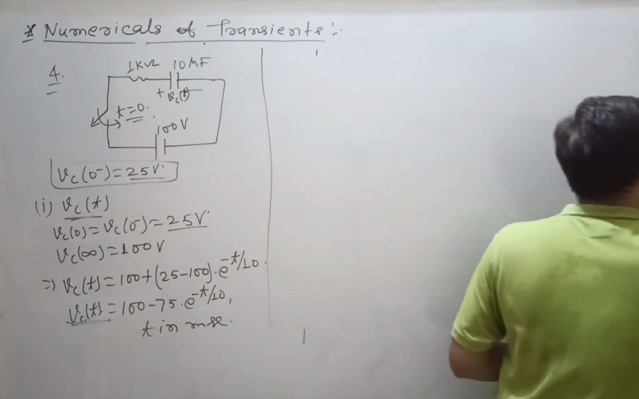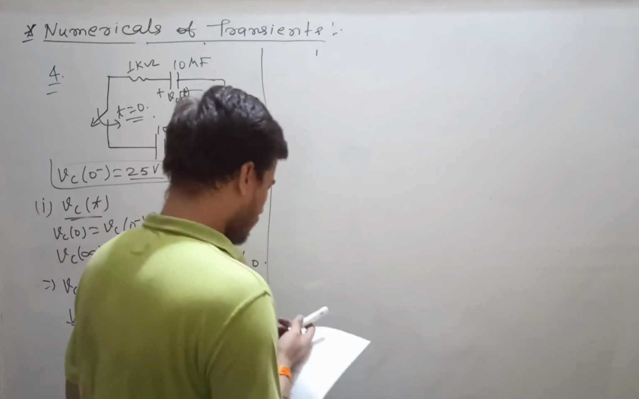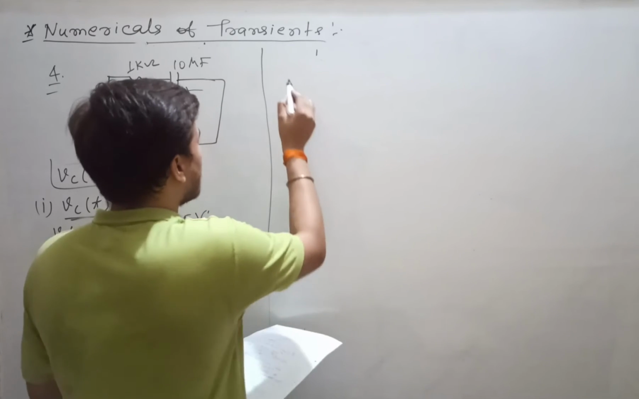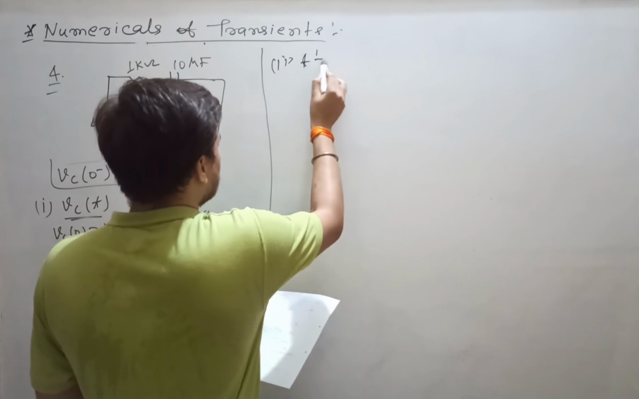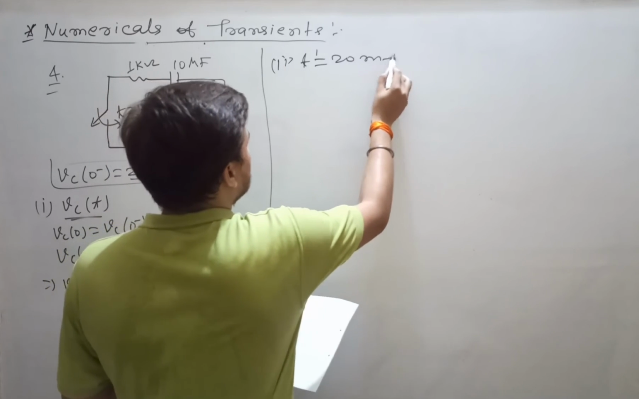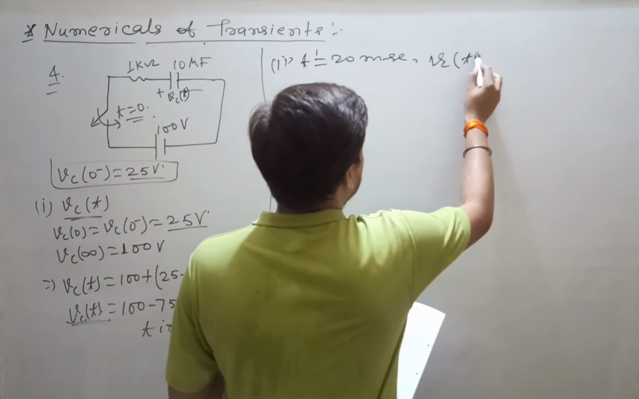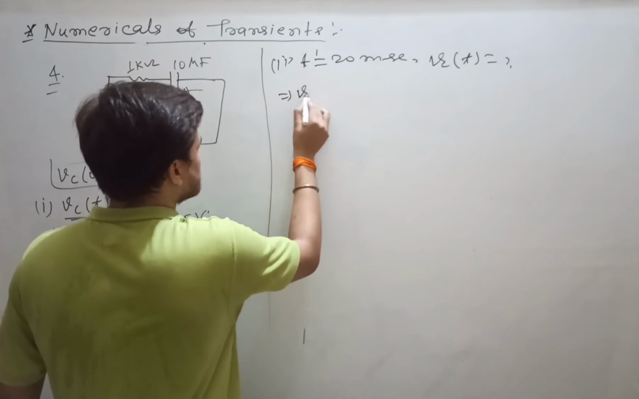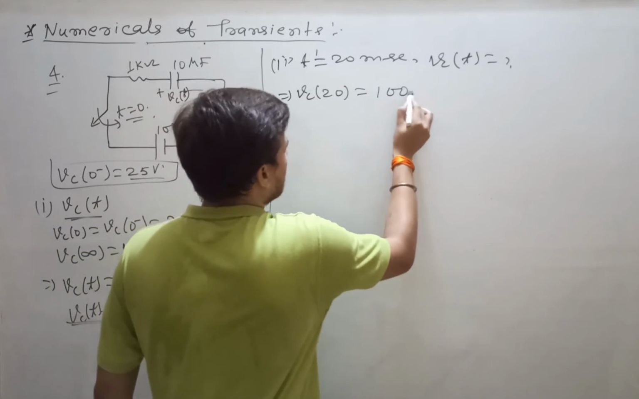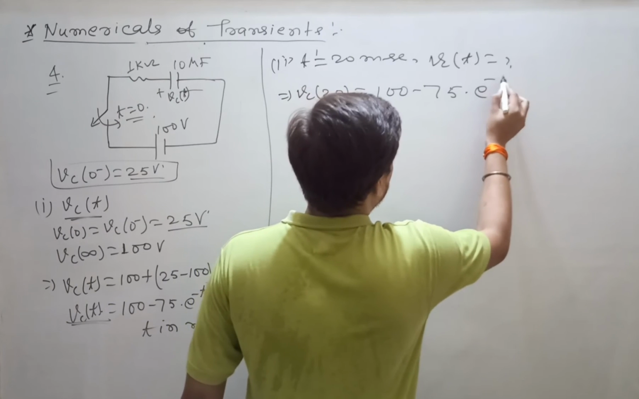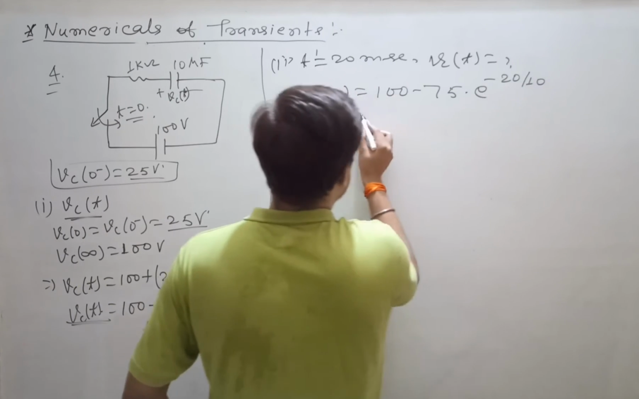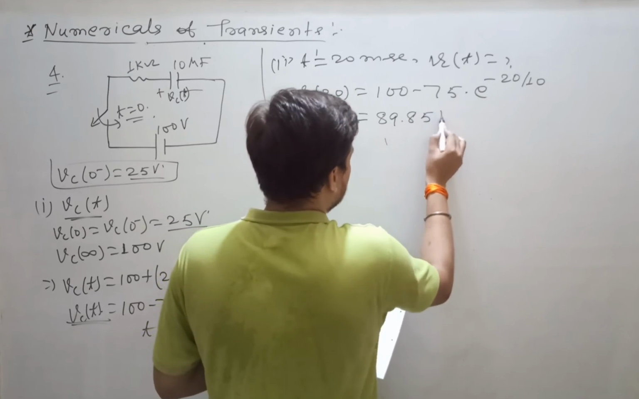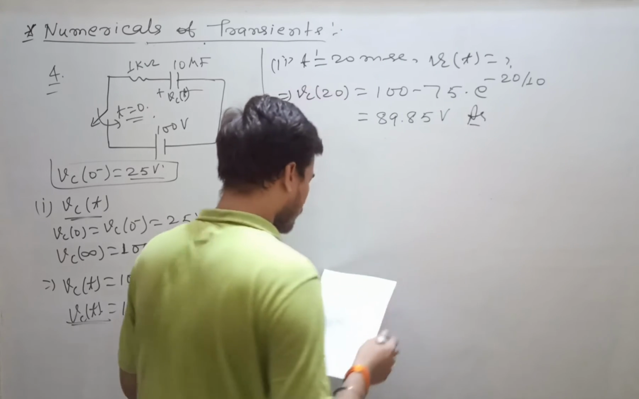Once you have the expression for voltage across the capacitor, come to the second question. You have to find VC(t) at t equal to 20 millisecond. So what will you do? We will put t equal to 20. So VC(20) will be equal to 100 minus 75 into e to the power minus 20 by 10. From here it will be equal to 89.85 volt. 89.85 volt will be the answer.